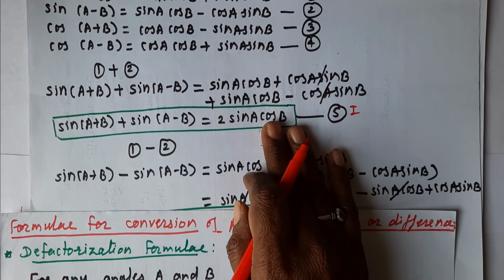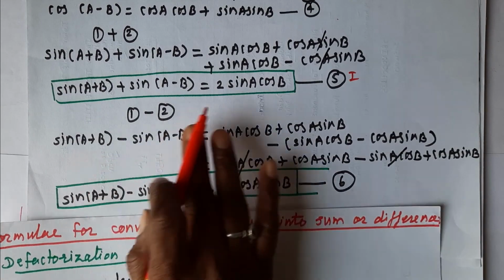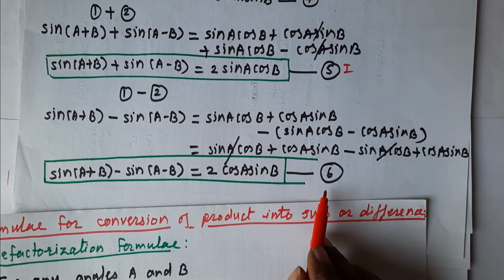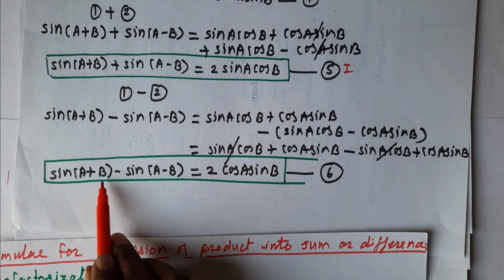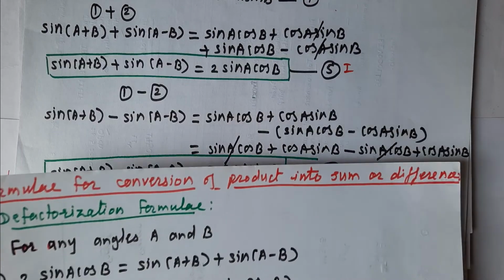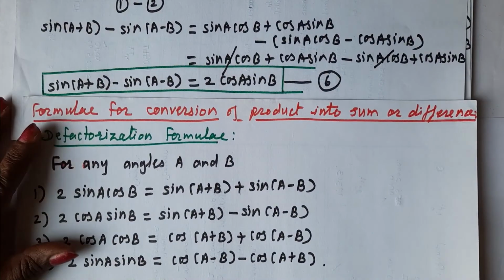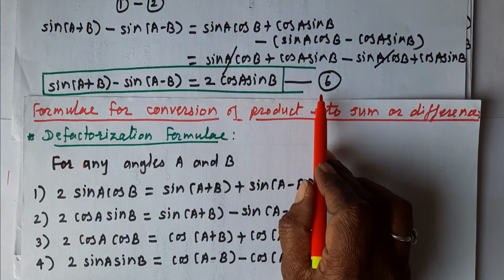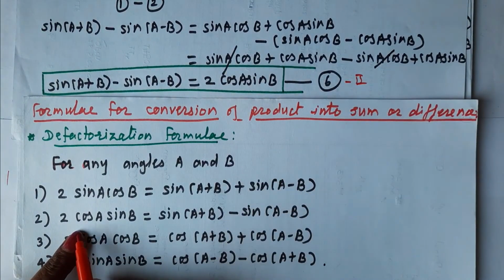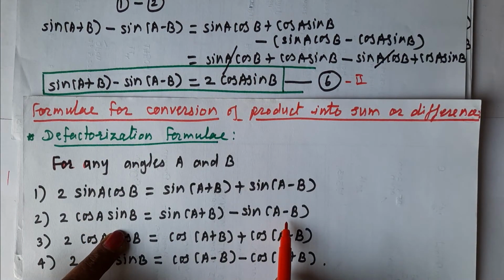Now we take the subtraction of first and second, that is of sin A plus B and sin A minus B, and we get the sixth one: sin A plus B minus sin A minus B is equal to 2 times cos A sin B. This is our second defactorization formula, 2 cos A sin B is equal to sin A plus B minus sin A minus B.